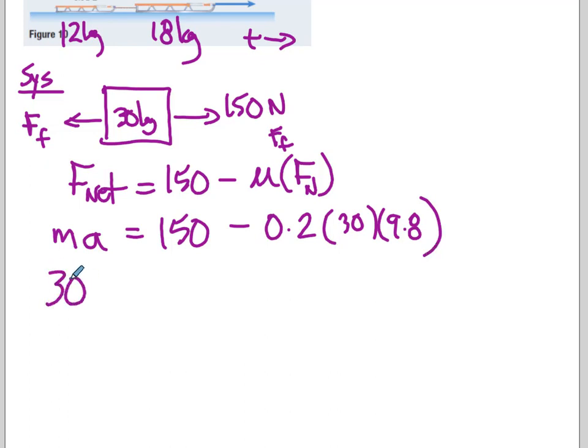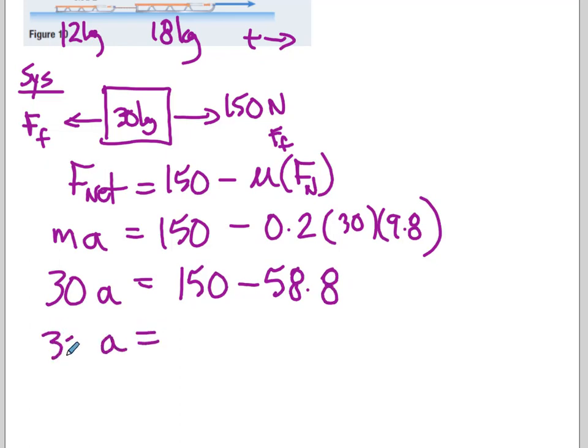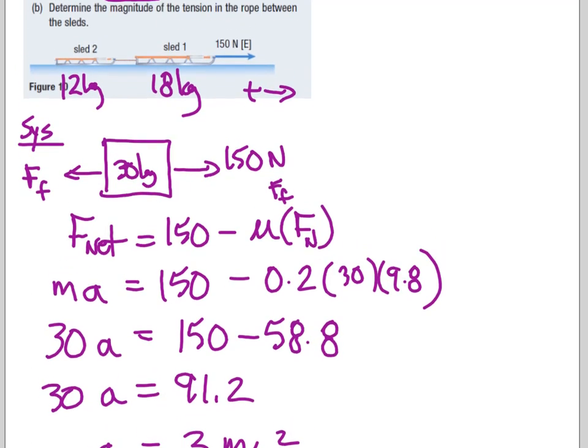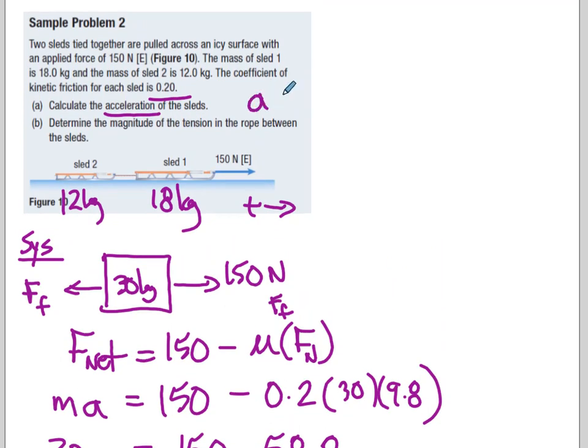Okay, so I have most of the important numbers written in there. Let's just do a quick solution. So 30 times A, I need to calculate 0.2 times 30 times 9.8. It's 58.8. We'll just leave it at that for now and see what happens. So if I have 150 minus 58.8, I got 91.2. Divide both sides by 30, and I should get approximately, let's just say that's 3 meters per second squared. So I have my acceleration. Okay, so acceleration here is a equals 3 meters per second squared.